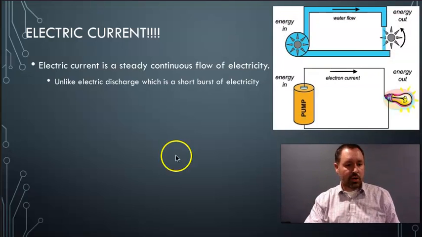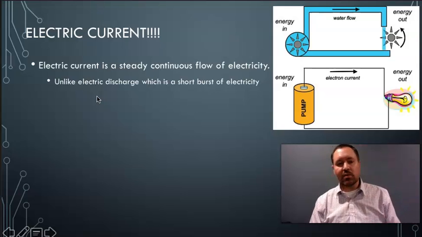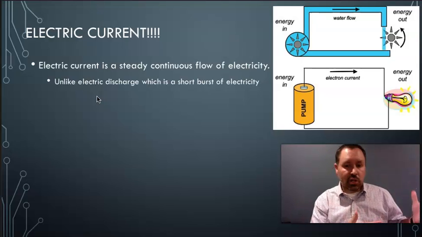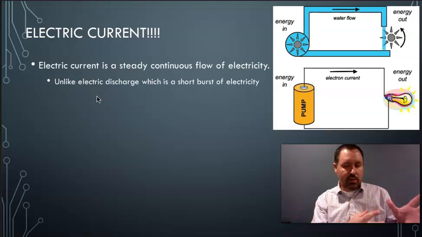Let's talk about electric current. Electric current is the steady continuous flow of electricity. Everything that we've talked about so far is not a steady flow of electricity, but a rapid discharge of electricity. Electricity going from place to place, zoop, all at once.